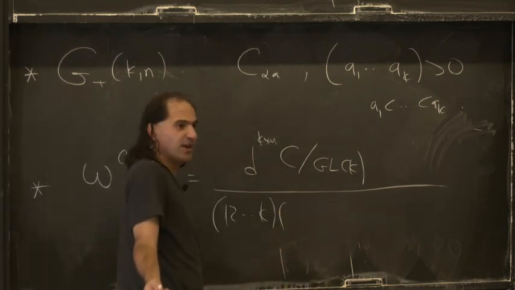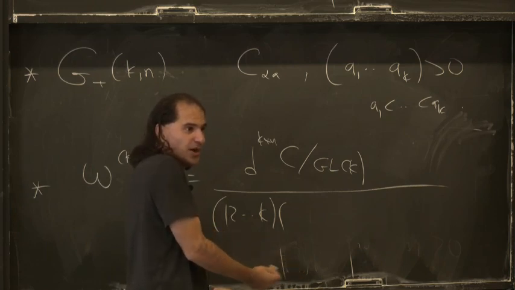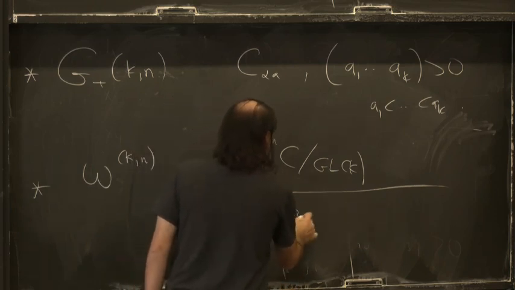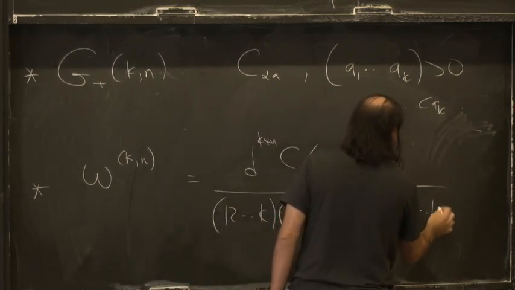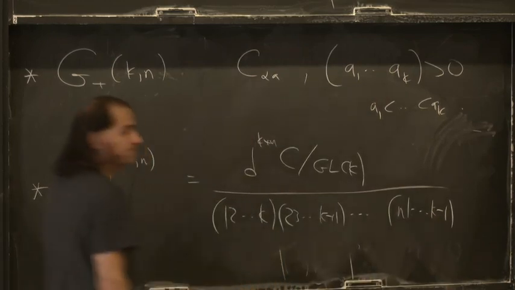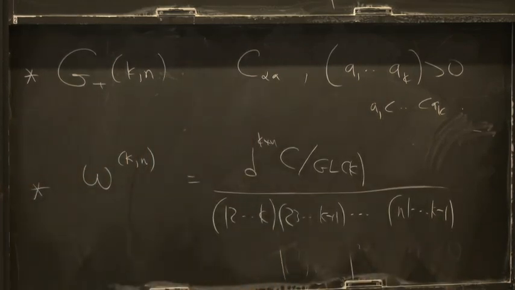And nothing else downstairs, because these are the only codimension 1 poles we're going to encounter. Okay? So you just plonk all the consecutive minors downstairs, and you're done. That's all it can be.